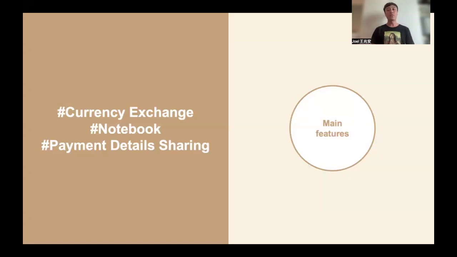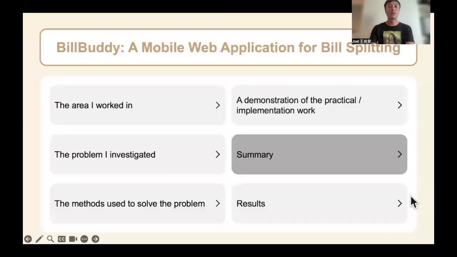The second main feature is the notebook. The members in the group can share all the information in the notebook. They can share the details of the hotel and the details of the restaurant. Also, they can share some pictures here. And the third main feature is payment details sharing. In BillBuddy, you can easily check your friends' payment details. So after a trip, you don't need to send a text or make a phone call to your friend.